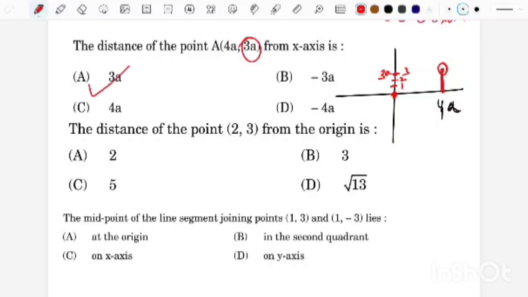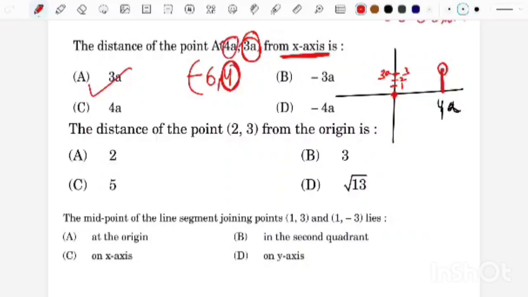right? 3a is the answer. One trick is there: when you are asked the distance from the x-axis, take the y-coordinate as the answer. For example, if you have to find the distance from the x-axis of the point (-6, 4), that will be 4. This is the trick. No need to plot. This is a simple and gentle trick. You can use it and pick your answer. Okay. If you are asked the distance of (4a, 3a) from the y-axis, then 4a would definitely be your answer.